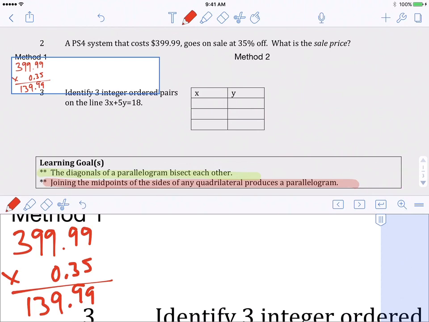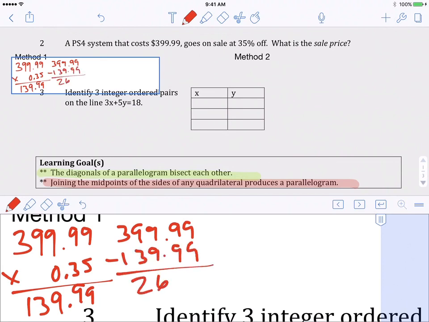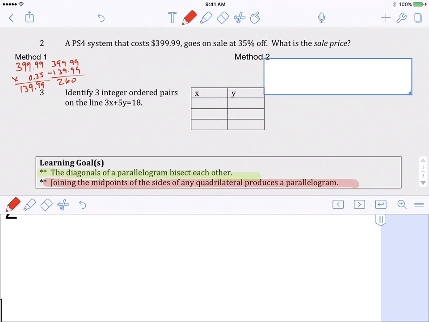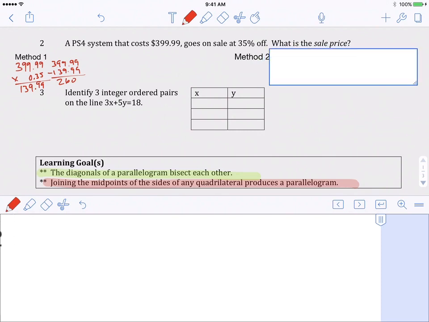And if you take your $399.99 and minus your $139.99, so you'll start again, $399.99, take away the amount that you're getting discounted, you're left with $260. Okay, that's method 1. Again, also a very common method. Method 2 will save you a little bit of time. And what method 2 wants you to do is realize that if a product is on sale for 35% off, then how much of the product are you actually paying for? You're paying for 65% because 35% plus 65% is 100%.